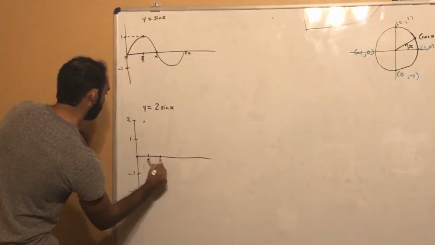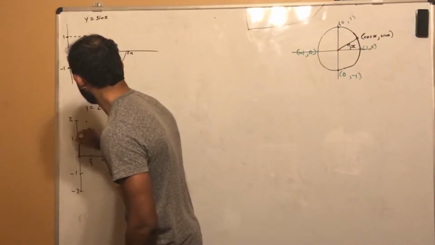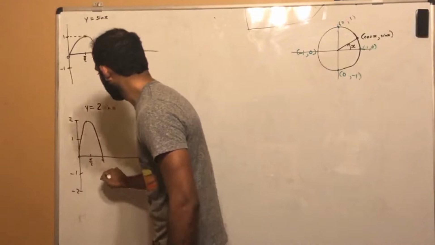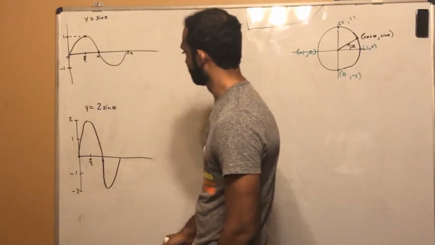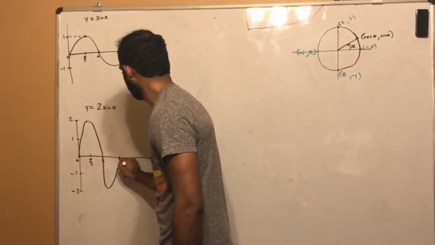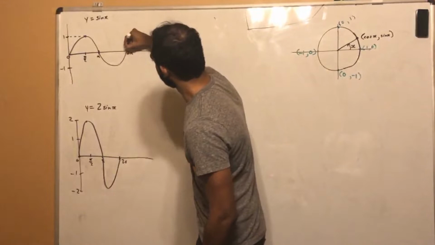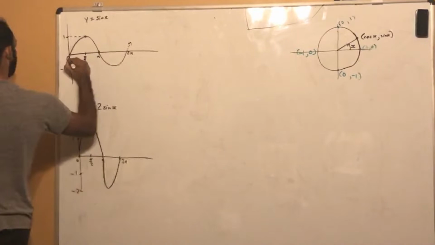Minus 2. Yes, exactly. So we're going to have this pattern where the wave just gets stretched and reaches a max value of positive 2, and then your minimum value is negative 2. But that repetition still occurs from 0 to 2 pi. Does it make sense? And again, just for brevity, I stopped the wave at one repetition. But this wave is going on forever and ever, left and right. And same deal for this wave.